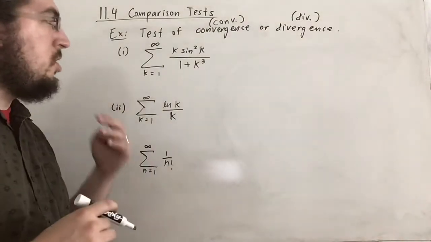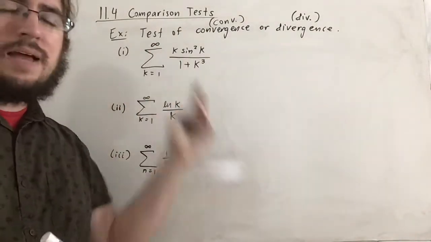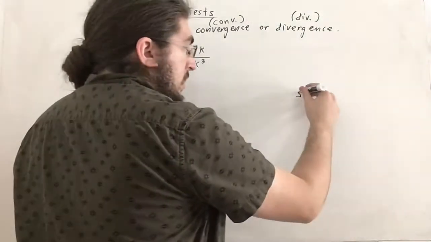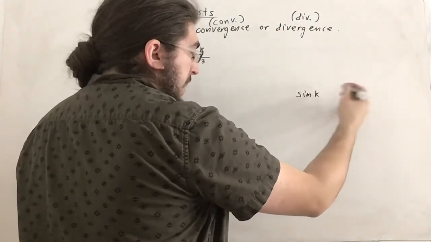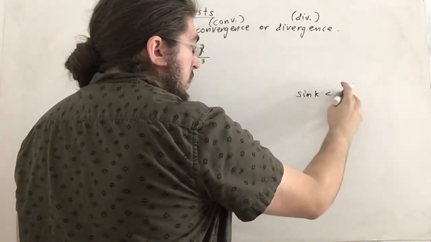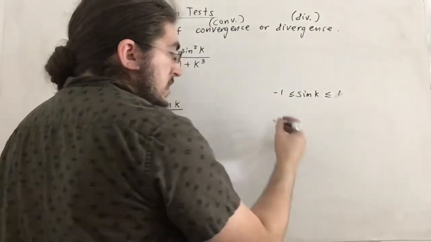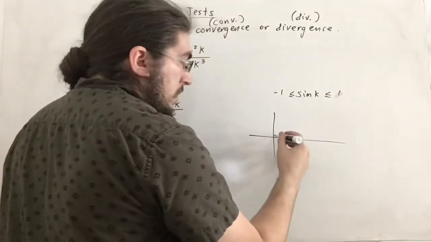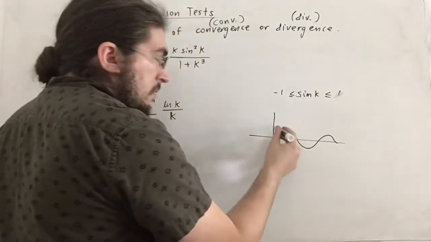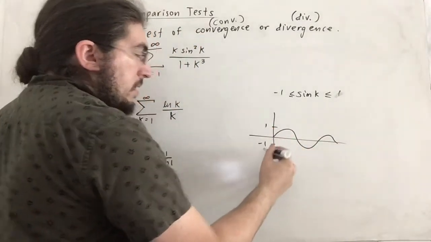So now what I'm going to do is compare this to something that doesn't have sine there. And remember that sine of k, in this case, is always going to be in between positive 1 and negative 1. If you just think of how sine of x works, it has this graph which is bounded by 1 and negative 1. Good.